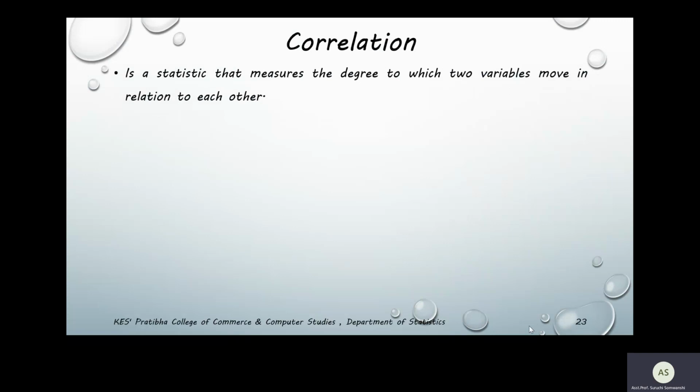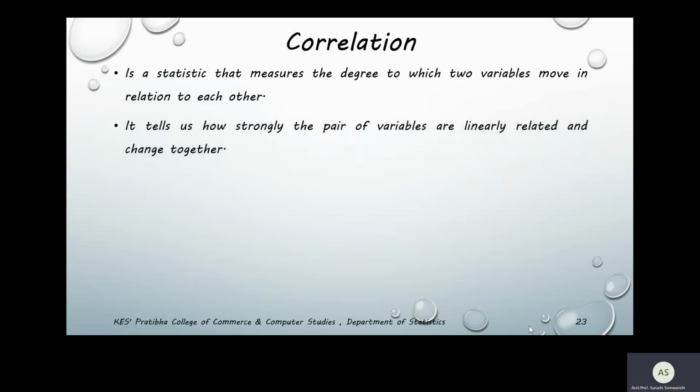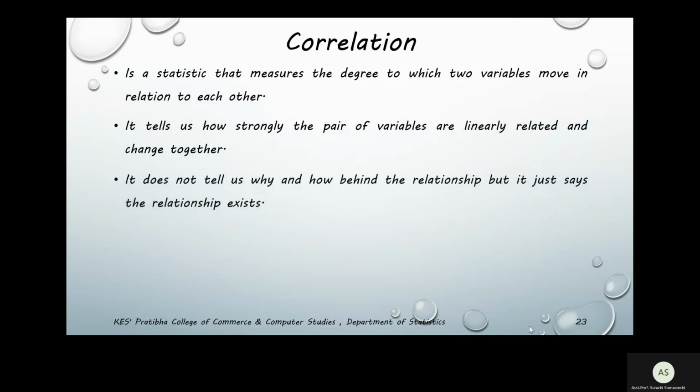So correlation is nothing but a statistic that measures the degree to which two variables move in relation to each other. It also tells us how strongly the pair of variables are linearly related and change together. But ultimately, it is not going to tell us why and how this relationship exists and what is behind the relationship. It just says that the relationship exists.